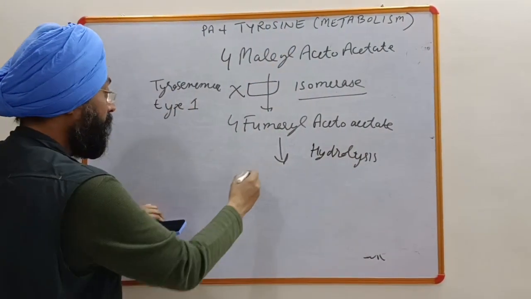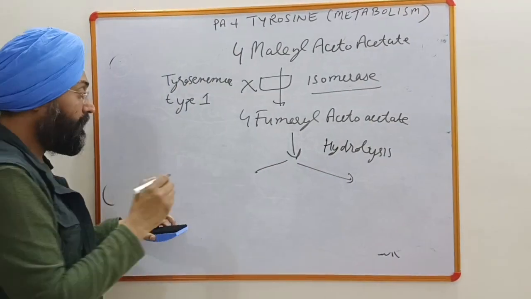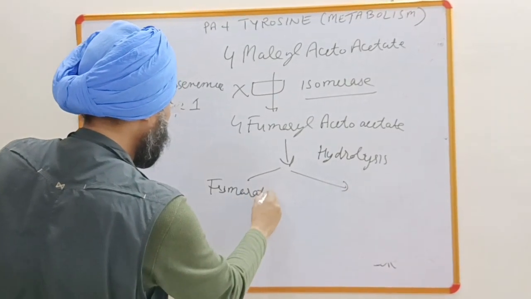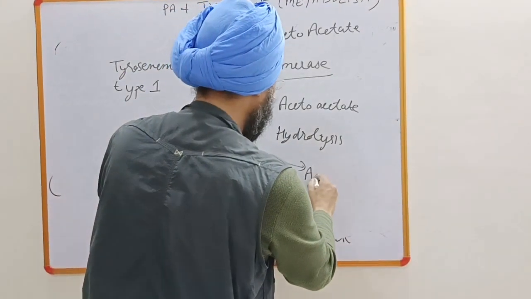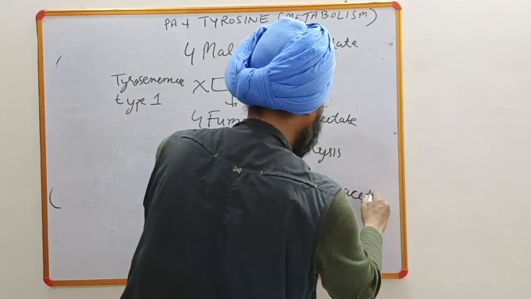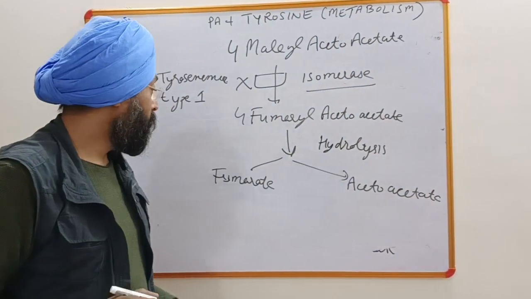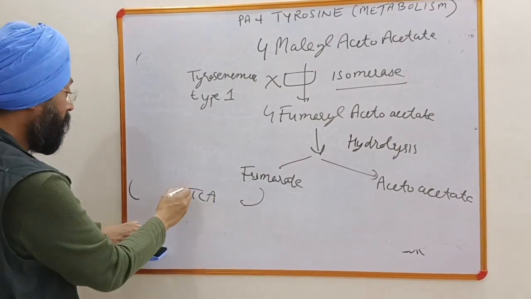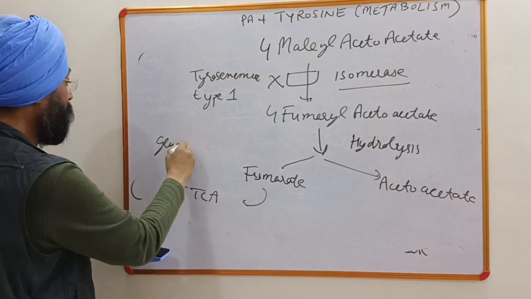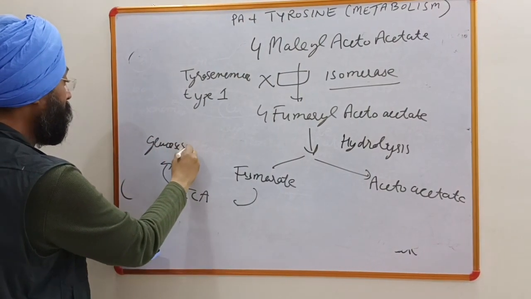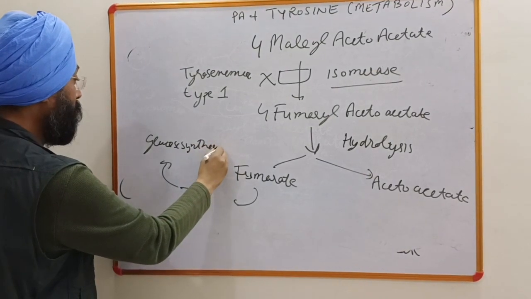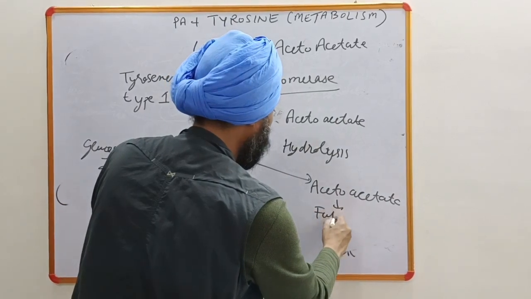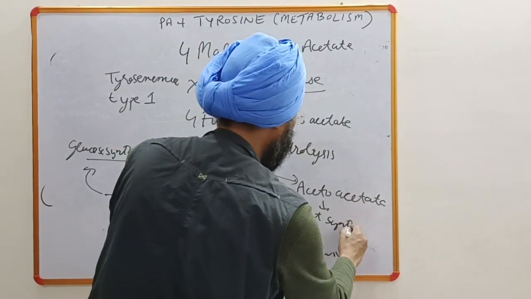So now 4-fumarylacetoacetate is further converted, and it undergoes hydrolysis, right? So it is converted to two products, that is fumarate and acetoacetate, right? So fumarate can enter the TCA cycle and it is used for glucose synthesis, right? Okay, and acetoacetate is used for further fat synthesis, right?